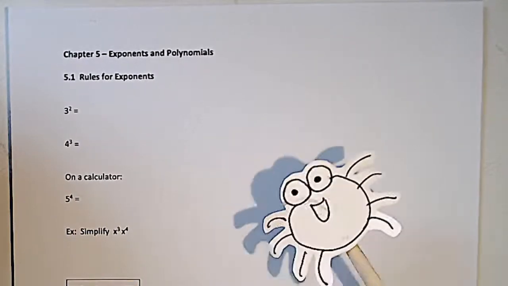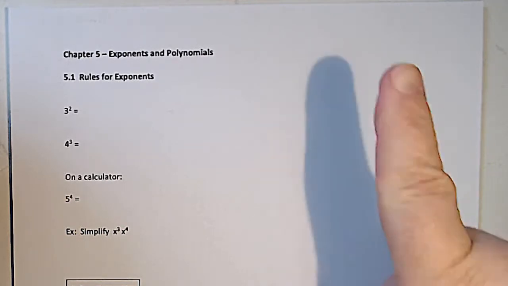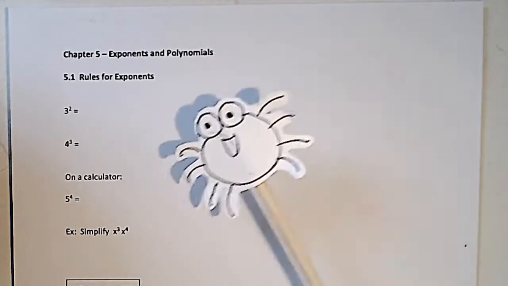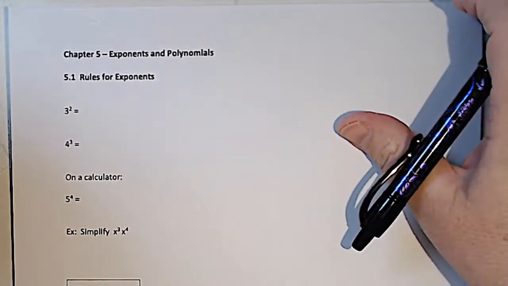Woohoo, we're live! This is Math 40, Chapter 5, Exponents and Polynomials, 5.1 Rules for Exponents, page numero uno. And we are about to start learning about exponents. Okay, so here we go.